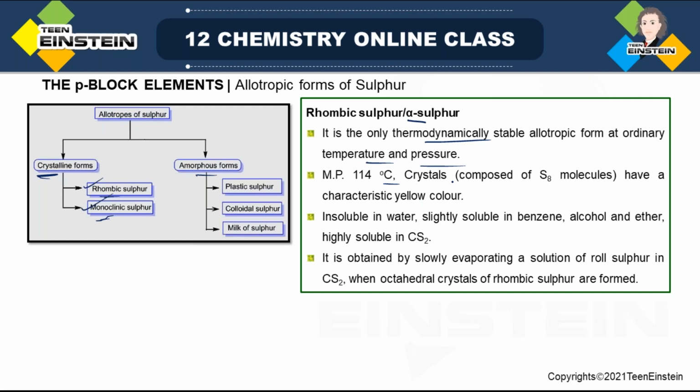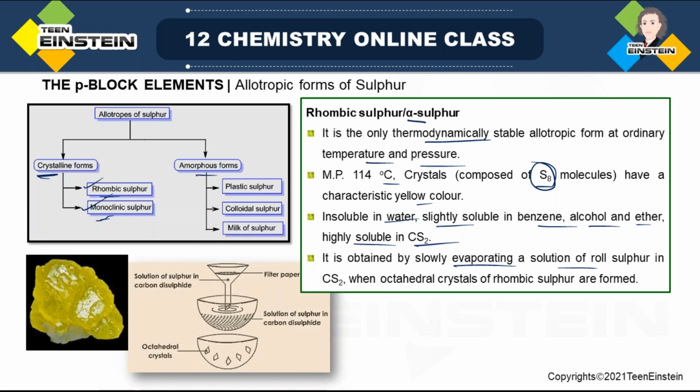Melting point 114 degrees centigrade, and the crystals composed of S8 molecules have a characteristic yellow color. It is insoluble in water, but in organic solvents like benzene, alcohol, and ether, the solubility is better than in water. In carbon disulfide, which is also an organic solvent, the solubility is very good. It is obtained by slowly evaporating a solution of roll sulfur.